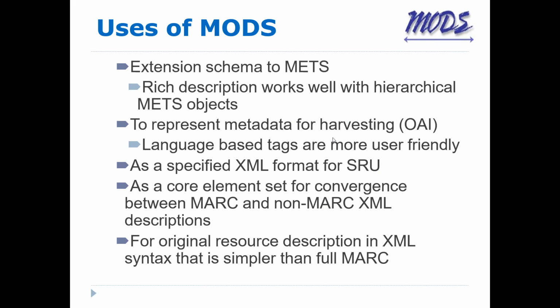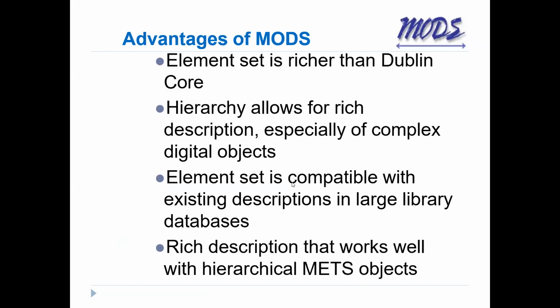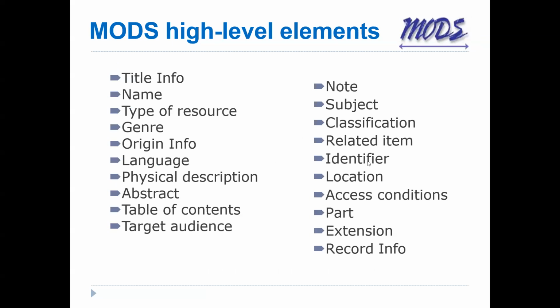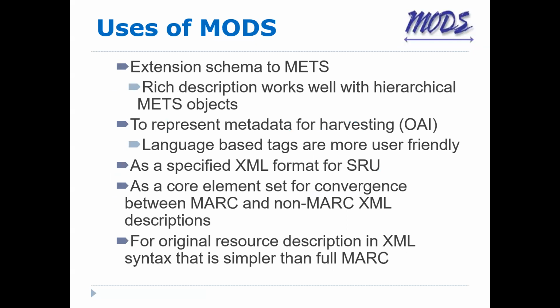Let's see, we already talked a little bit about the ability to work between MARC and non-MARC. It is richer than Dublin Core, so there's more granularity here, and of course this is just the high level I've given you. It does have that connection to MARC, so it doesn't have the complete granularity of MARC, but it has some of it, whereas Dublin Core is much more general.